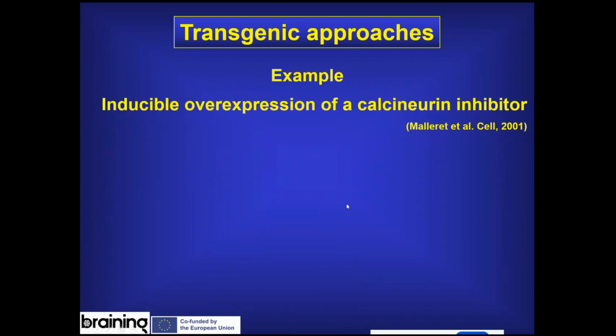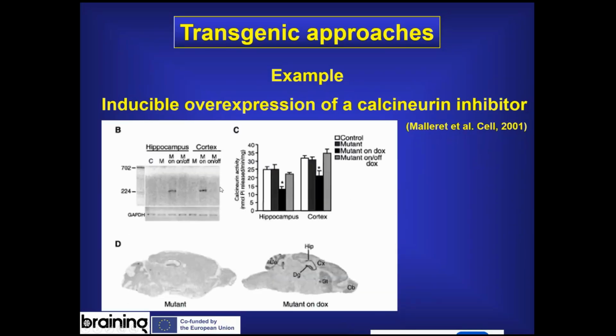And this is an example from a very nice paper in 2001, in which they wanted to study the calcineurin inhibitor, which is a peptide, and they did an inducible overexpression. They made a transgenic mouse that, under the CaM kinase promoter, expresses the tet transactivator, and with the Tet-On system, under the TRE, they put the calcineurin inhibitor.